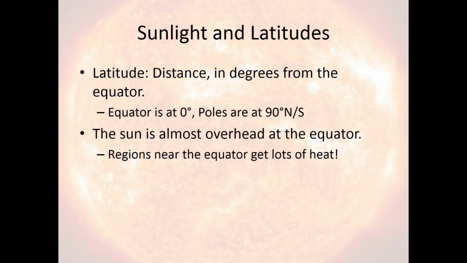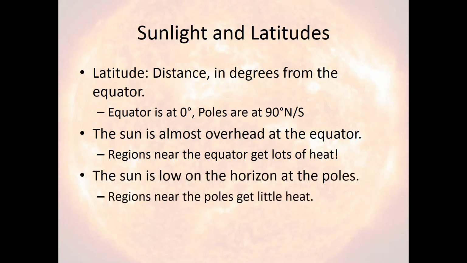The sun is almost always overhead at the equator. As a result, places near the equator get a lot of heat. Don't believe me? If you took a flashlight and you shined it straight down, what you would get is a tiny circle that's very, very bright. Why? Because that sunlight is concentrated over that area. On the other hand, if you're near the poles, the sun is coming in low on the horizon. In this case, the sun is actually spread out. That sunlight spreads out over a larger area. As a result, it's more dilute. So regions near the poles get very little heat.